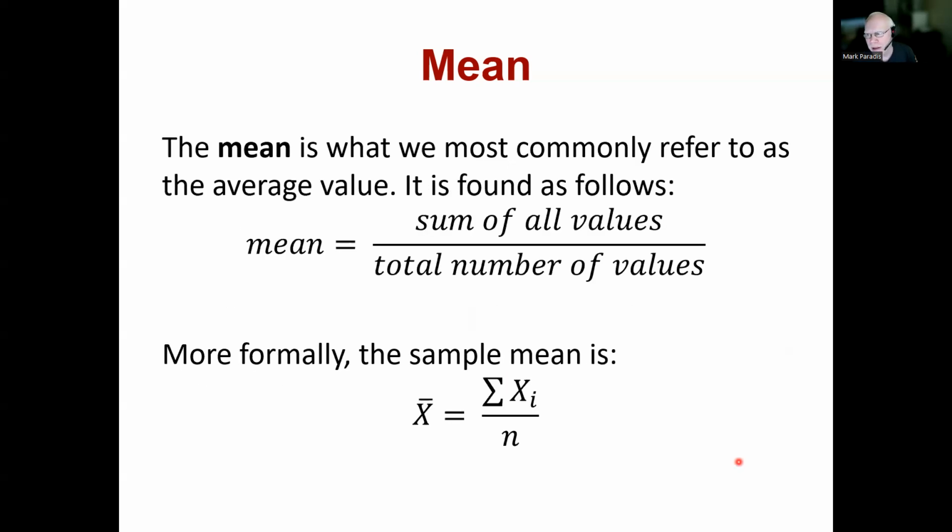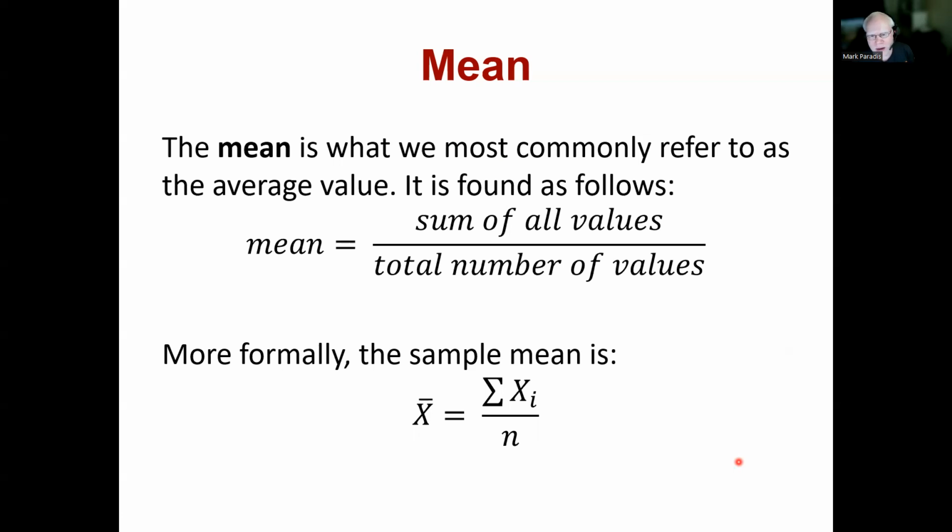So the mean is what, like I said, we most commonly refer to as the average value. And it's found as follows. The mean is equal to the sum of all values. So we add up all the different values or observations that we have, and we divide by the total number of values, so the sample size or the population size that we would be going with.